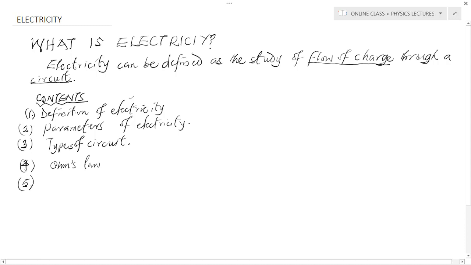Number five is arrangement of resistors. I omitted something there. After this, we'll be joining it with symbols of electrical components.